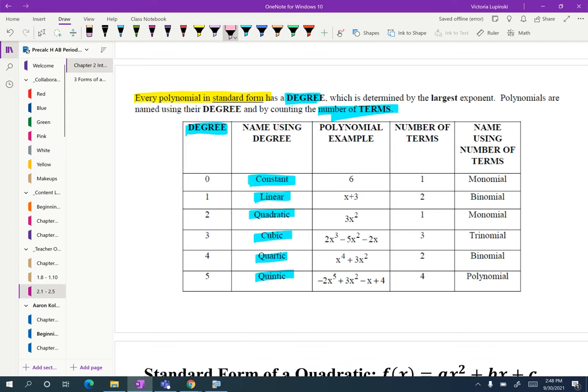Then you also have to be able to name your polynomial with the number of terms. So 1 is a monomial, 2 is a binomial, 3 is a trinomial, and then anything 4 or more is just a polynomial. For this center column here, you would have to give it both names. So 6 would be a constant monomial. 2x cubed minus 5x squared minus 2x would be a cubic trinomial. So again, you have to be able to name a polynomial based on its degree and its number of terms.